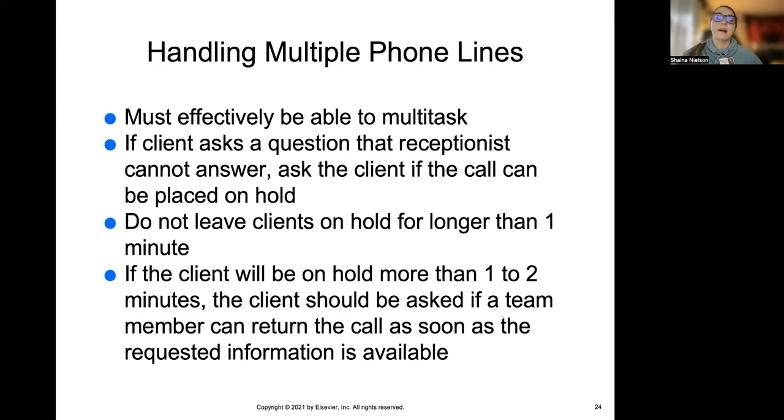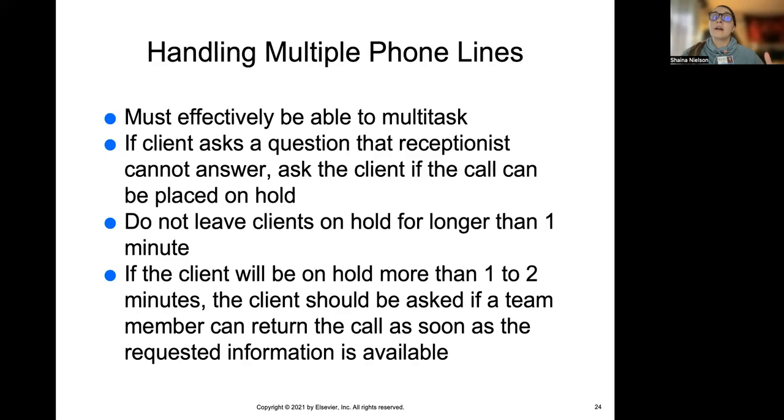Just because they're working in the back and with animals doesn't mean that they're not going to be answering phones and helping reception when needed. Really important, if we do place somebody on hold, we don't want to leave them on hold for longer than a minute. I'd say 3 minutes is probably a max. 1 minute would be really ideal. It's not something that's going to happen all the time. If they're going to be on hold for longer than 3 minutes, I would pick back up the call.